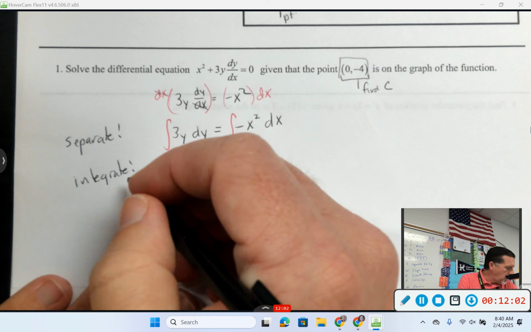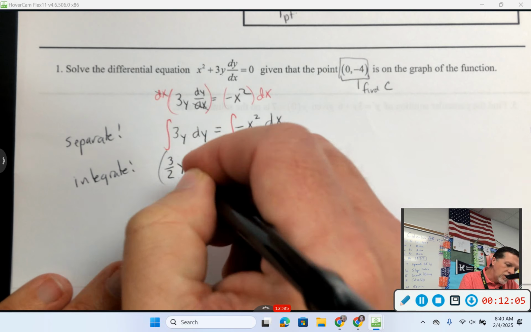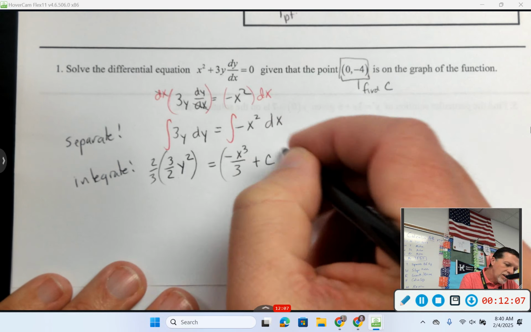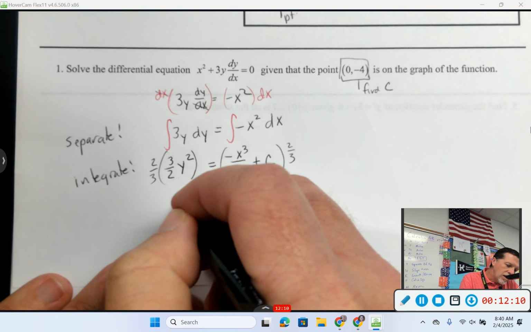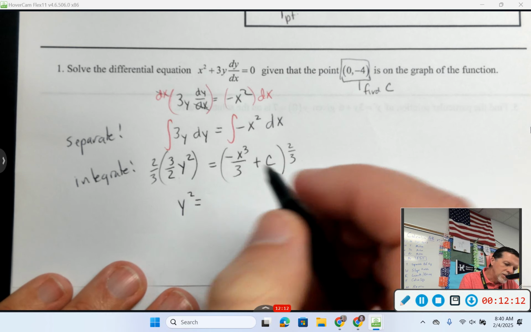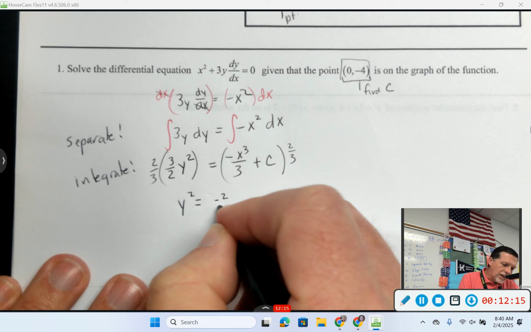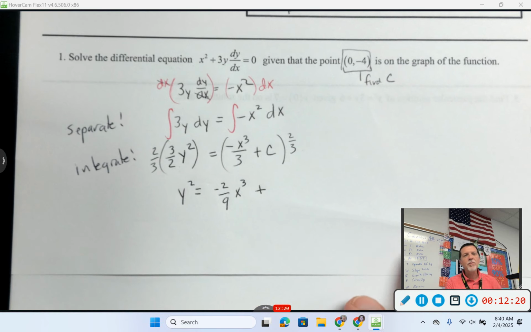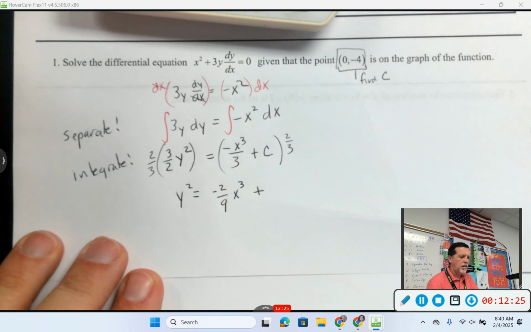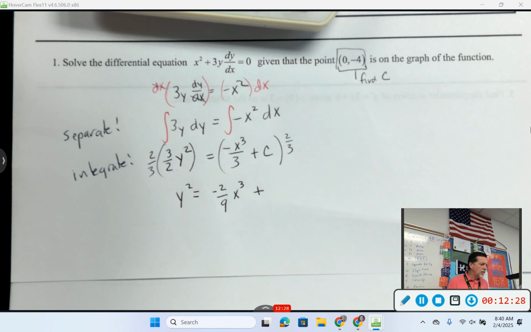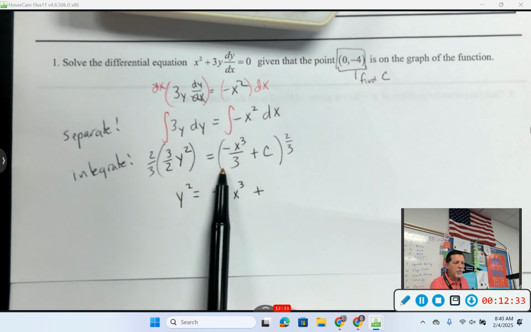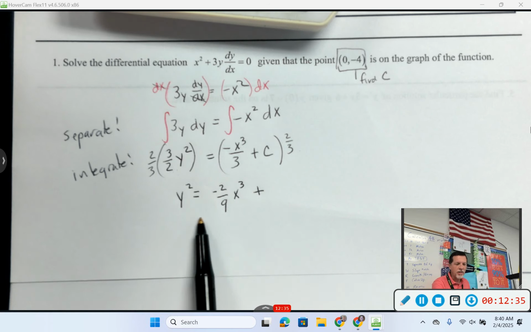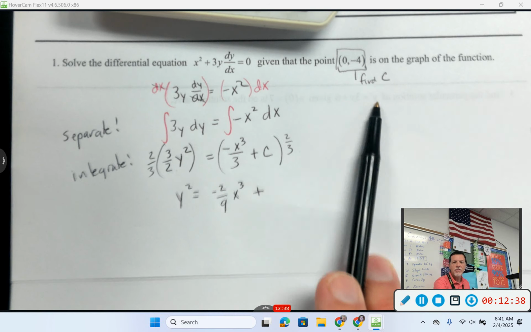So let's multiply by 2/3 to fix the 3/2. So y squared equals, now I've got negative 2/9 x cubed. I'm multiplying through by 2/3 to cancel the 3/2. In some sense, no, in every sense, the calculus part of this problem is over. We separated, we integrated, we're done with calculus. Now it's an algebra problem, solving for y, figuring out c.